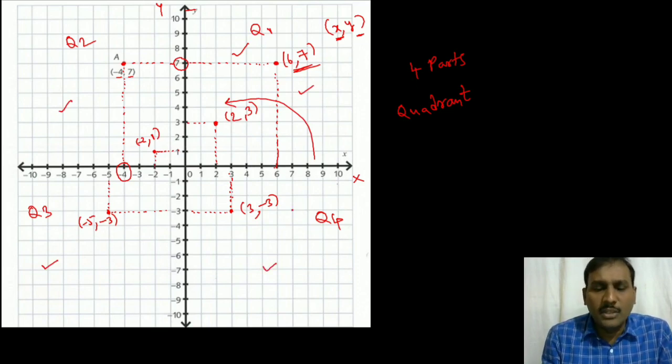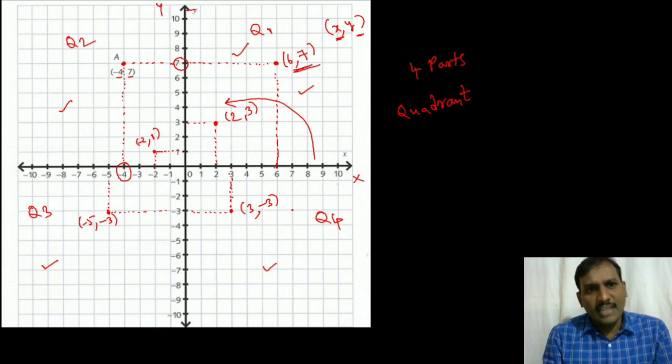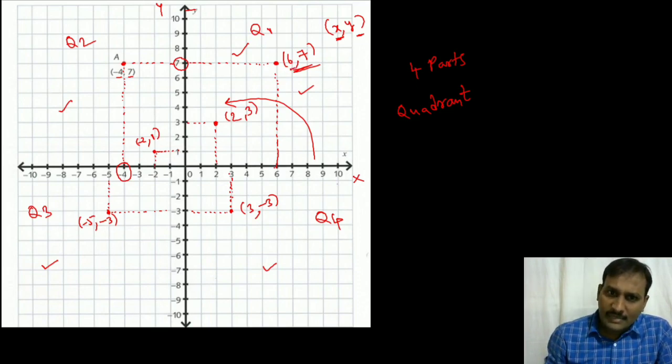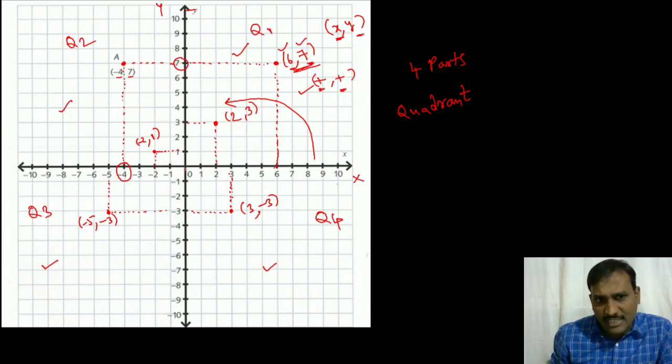If you observe the points in the 4 quadrants, they are of different signs. If you take this one, the x coordinate and y coordinate are both positive here, plus comma plus. X is positive and y is positive because this part of the x-axis represents the positive x-axis and this part is the positive y-axis.